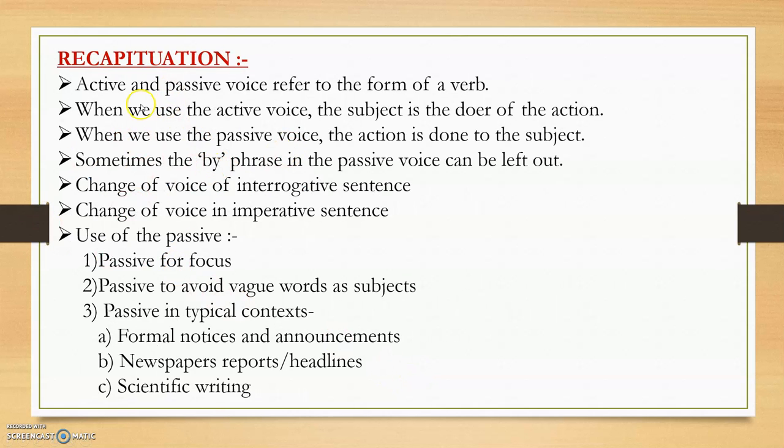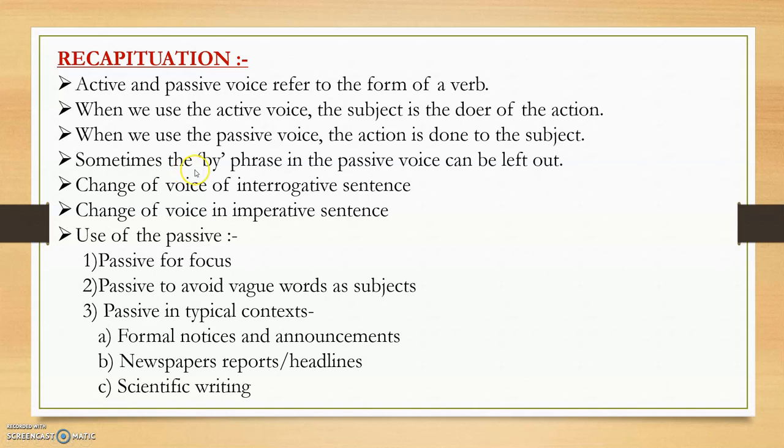So let's just recap what we've already done in the first two videos. In the first video, children, we did active and passive voice refer to the form of a verb. So the verb form is very important. Then we use the active voice. When we use the active voice, the subject is the doer of the action. Always remember, never go to solve the sentence without finding out who is doing the action. So, if the action is done by the subject, then it's an active voice. When we use the passive voice, the action is done to the subject. So, in the passive voice, what happens? Action is done to the subject.